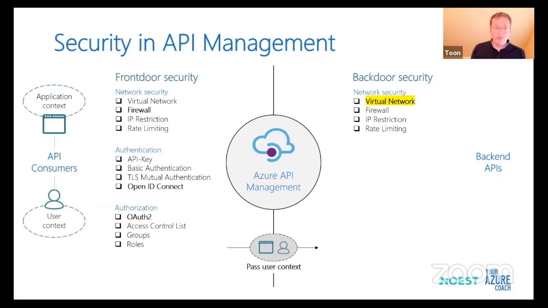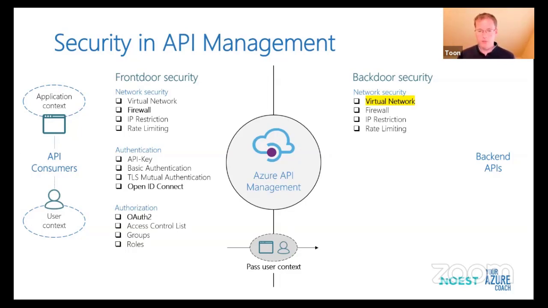So we covered the complete front door security. We also passed some user information to the backend API. Now we need to also foresee the backdoor security. You have the same options available like you had over here on the front door. It's important, most of these responsibilities rely on the backend API. If we do network security, there's not much that we can do on the Azure API management side. We need to make sure that the backend API is protected like that.